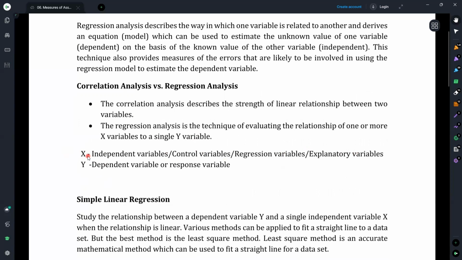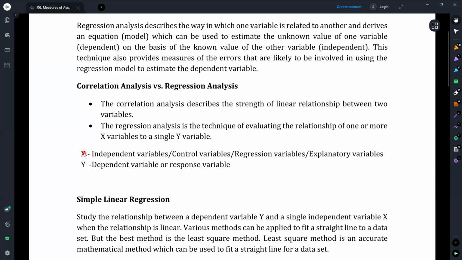Therefore, when we are considering the x variable, it can be one variable or more, but under regression analysis we may have only one y variable, which we call the dependent variable or the response variable. But in this session, I am not going to discuss any higher order regression analysis or multiple regression analysis. Here I am going to discuss only the simple linear regression model.